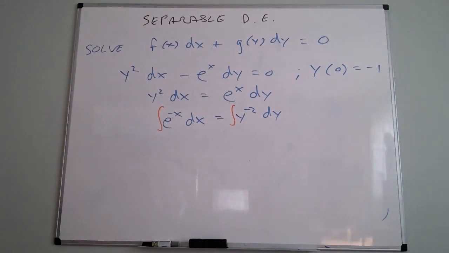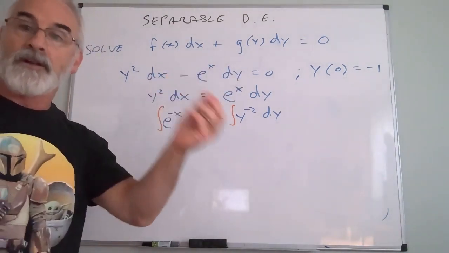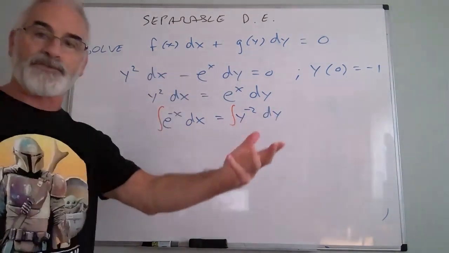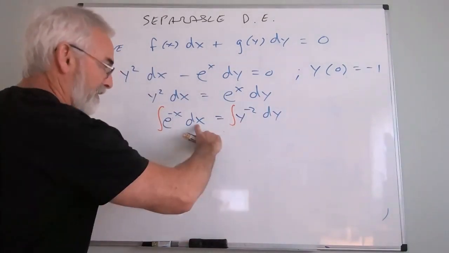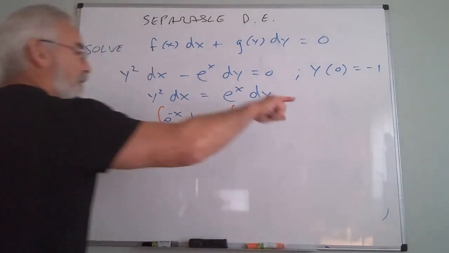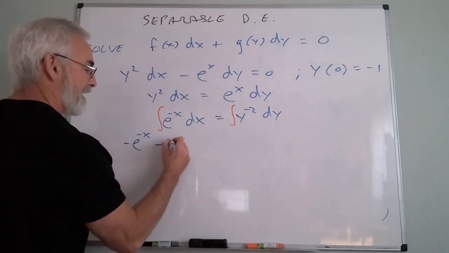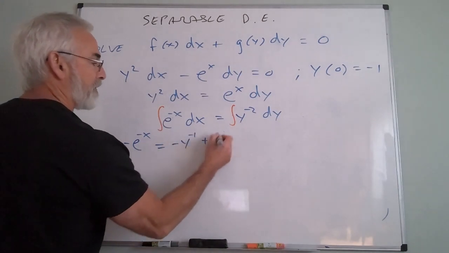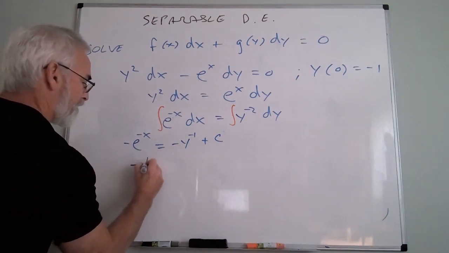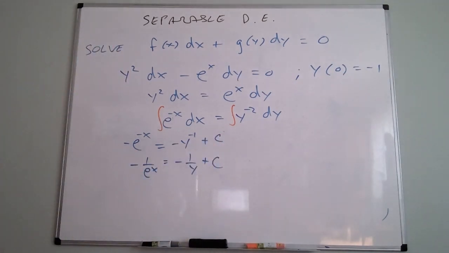So the way I went about this, I got the dx and dy on opposite sides, and then I made sure the function of x went with the dx, the function of y with the dy. That's actually quite critical. Again, I don't ever say dx equals or dy equals because they are instructions of the integration. Without that dx there, I wouldn't know what I'm supposed to do. So now let's go ahead and integrate, and I will get -e to the -x equals negative y to the -1 plus c. If you don't like that, you can always write this as -1 over e to the x equals -1 over y plus c. It might be a little easier to interpret now.